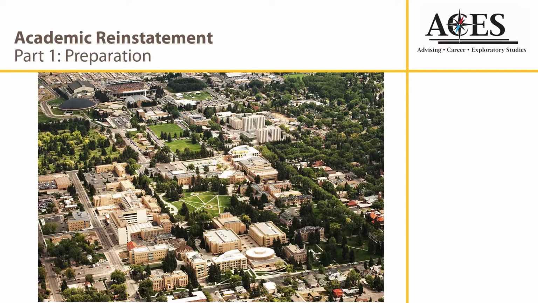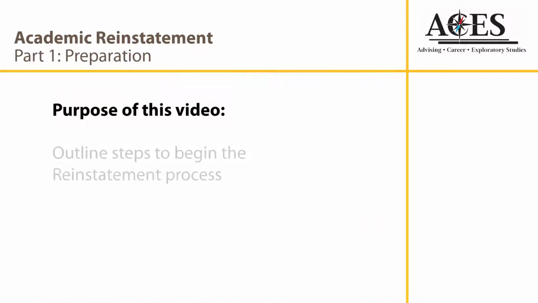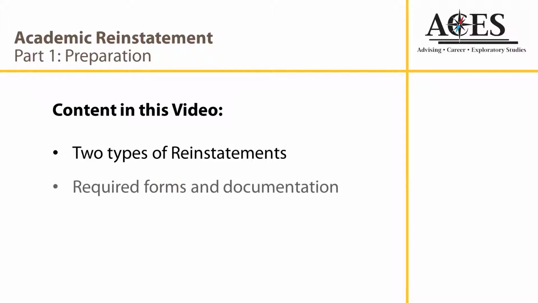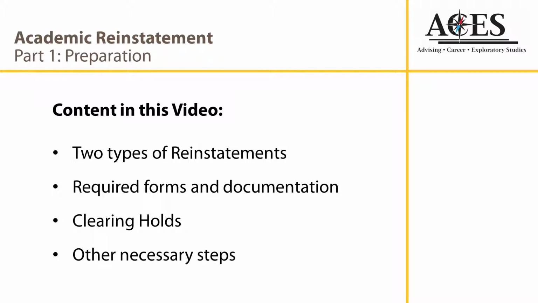The purpose of this brief Part 1 video is to outline the steps you need to take to begin the reinstatement process. Over the next few minutes, we'll cover the following: the two different types of reinstatements, forms you need to submit and documentation you need to provide, clearing holds, and other preparation steps you need to take. After you've reviewed this video, watch the Part 2 video that talks about your reinstatement appointment.